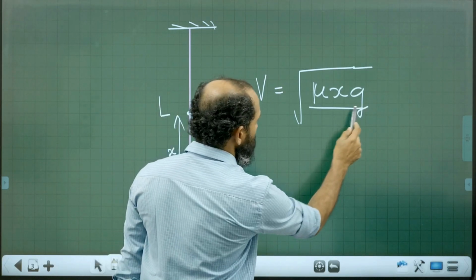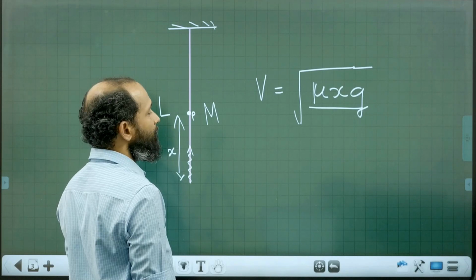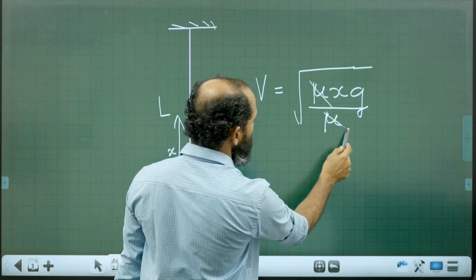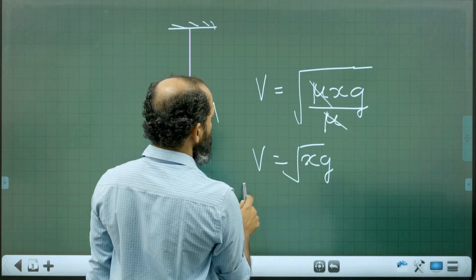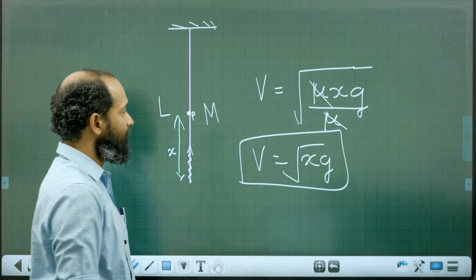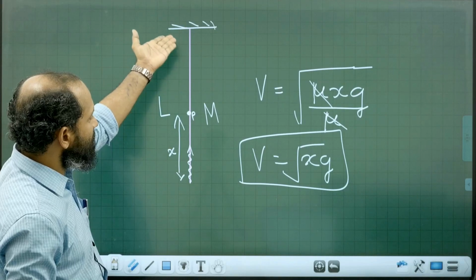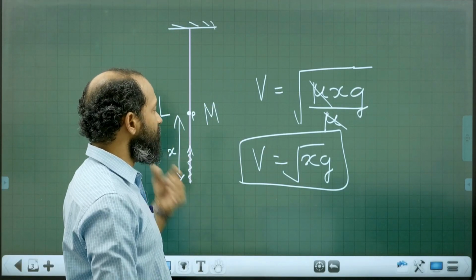So root of tension. Tension at the point P is mu x g, divided by mu. Mu gets cancelled. So you get V as root of xg. So velocity is root of xg. As the wave goes upward, x increases, so velocity increases. When velocity increases, wavelength increases.